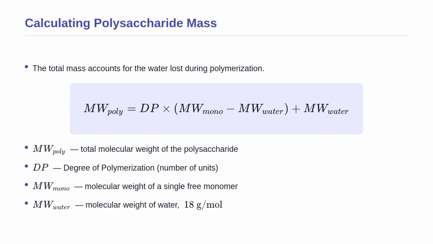MW poly is the total mass of the final chain. dP stands for the degree of polymerization, which is simply the total number of sugar building blocks. MW mono is the mass of a single free sugar unit. MW water is the mass of water, which is 18 grams per mole. We subtract the water weight for every unit and then add one water molecule back at the end to account for the unlinked terminal ends. If the degree of polymerization increases, the total mass increases proportionally.